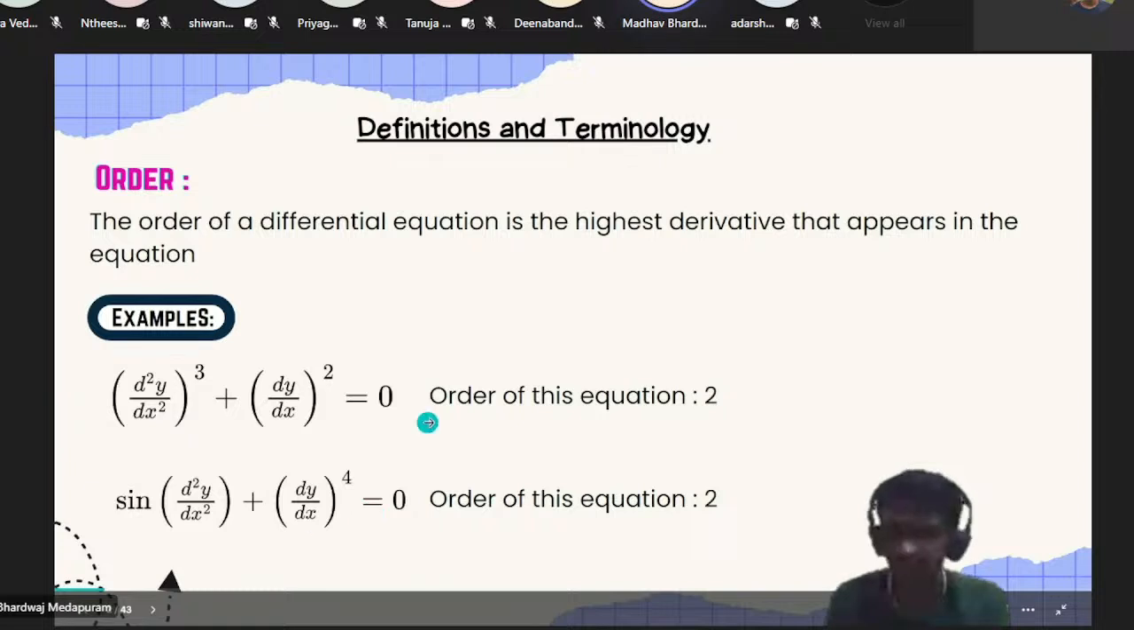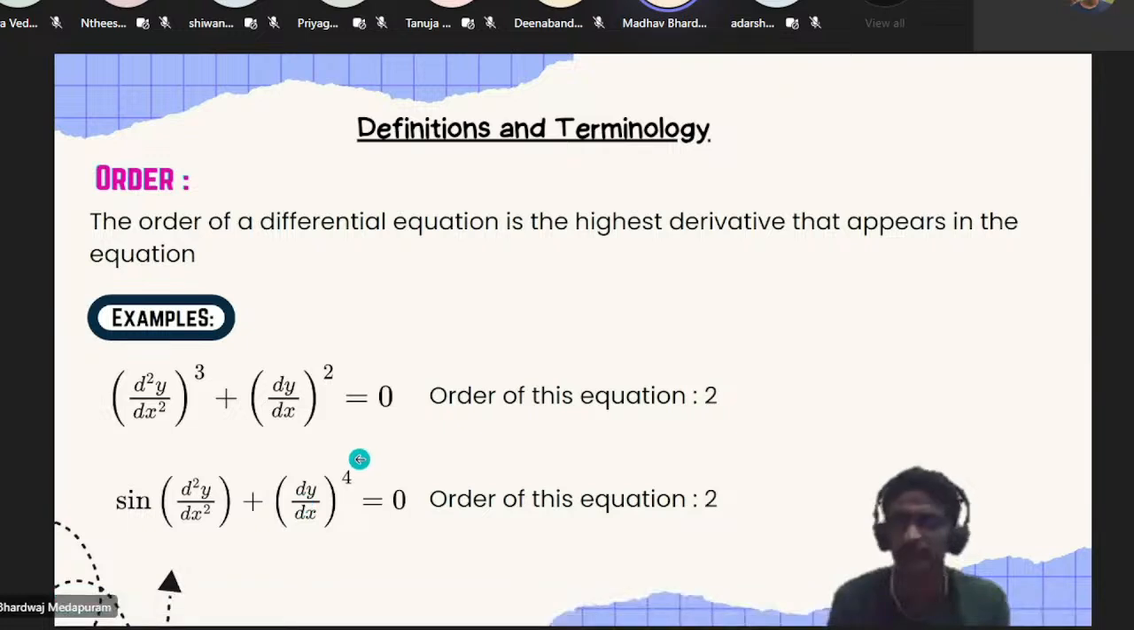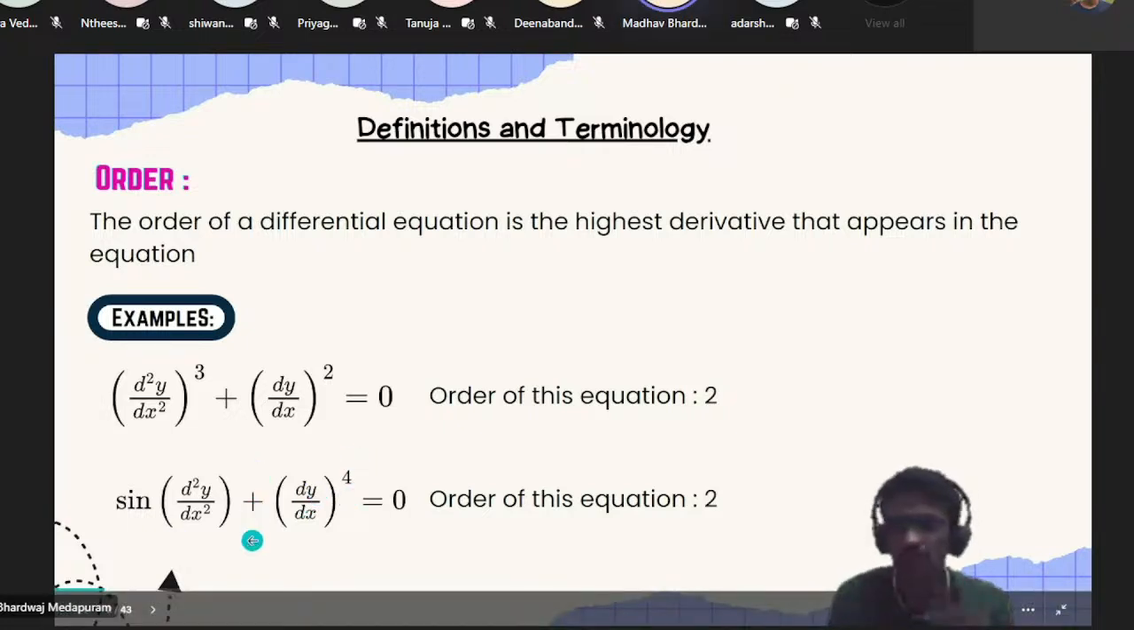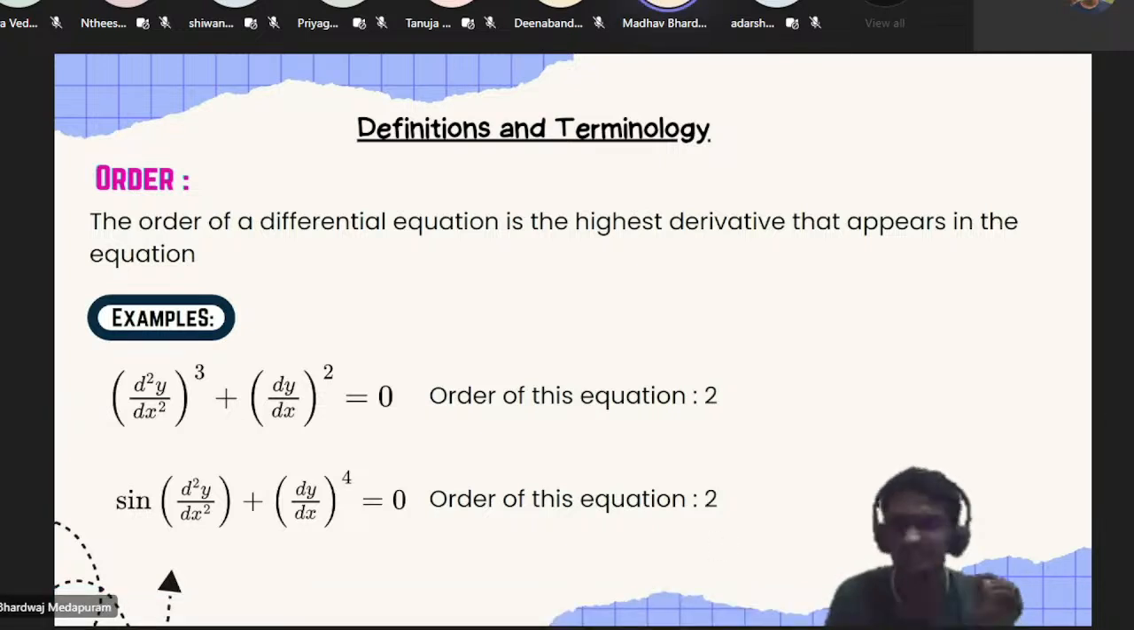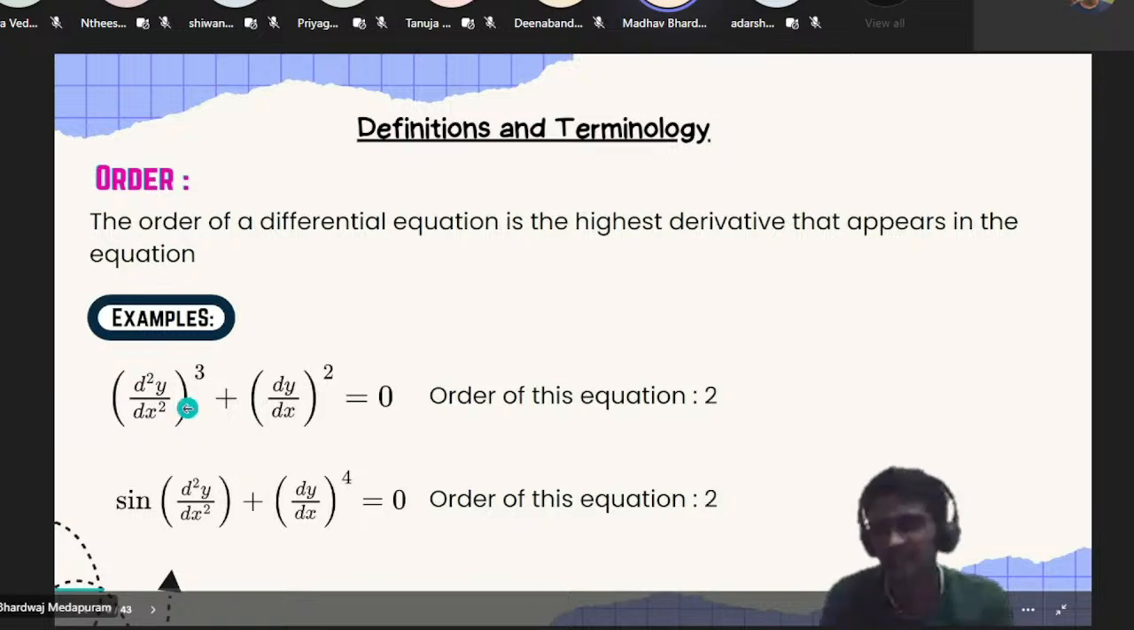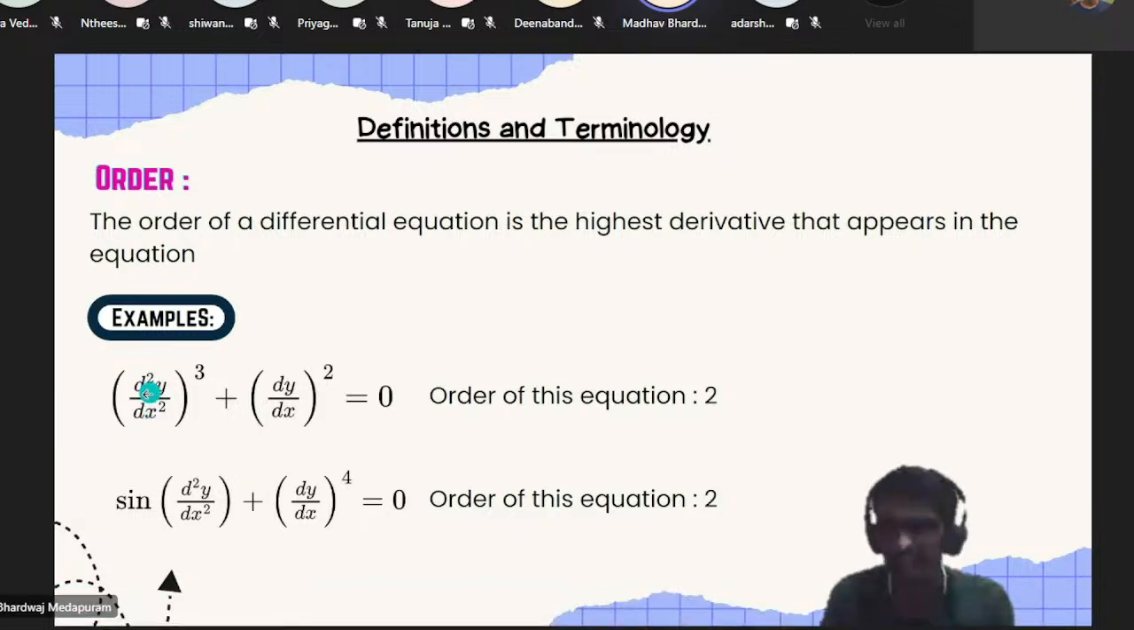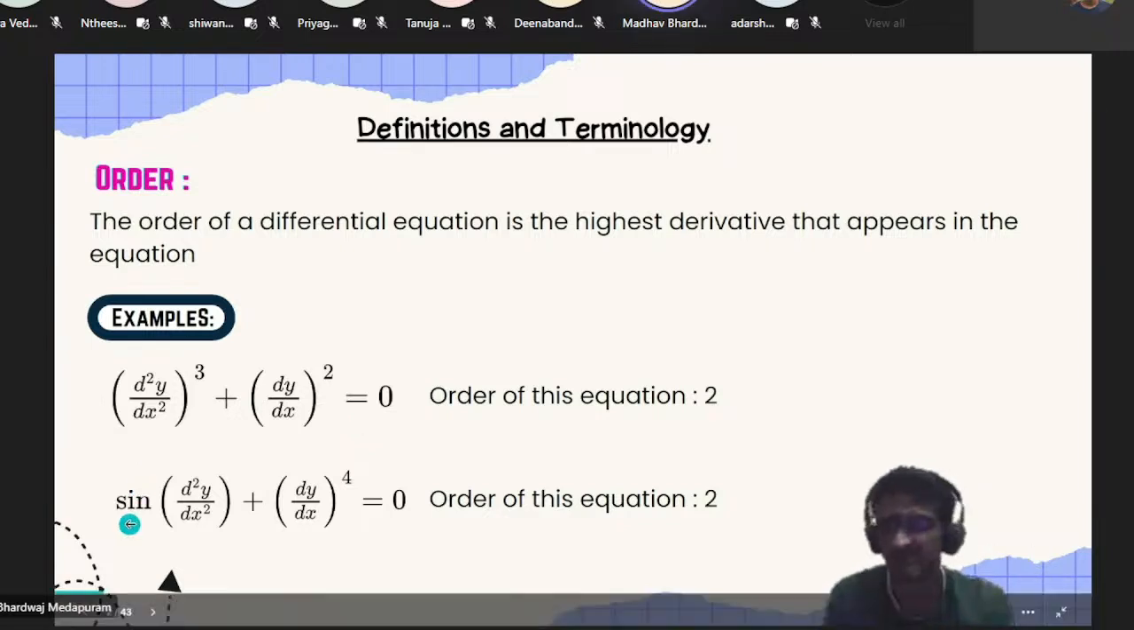Next, in the second example, the derivatives involved are again the second derivative and first derivative. Again, the order of the differential equation is 2. You need to notice that it doesn't matter what the exponent of the highest order term is. Here the second derivative has a power of 3, but still the order of the equation is 2. You need not care about the exponent. It's just the highest derivative that matters.